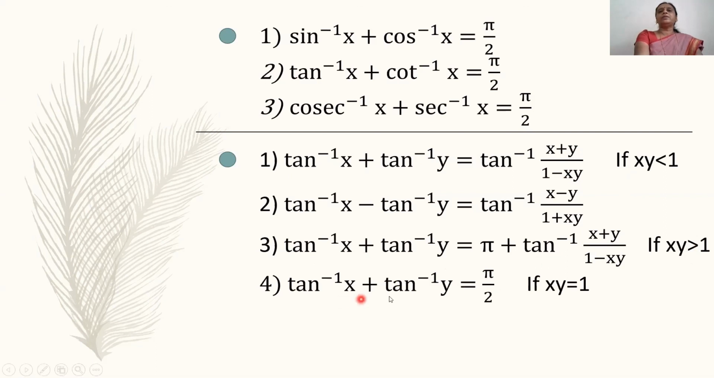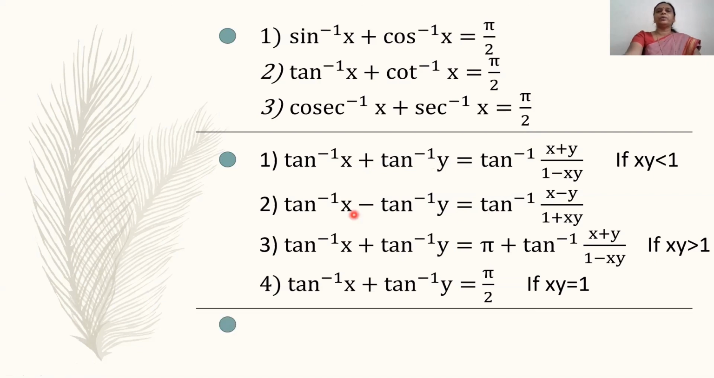Then next is tan inverse x plus tan inverse y is equal to pi by 2, if the product of xy is exactly 1. Okay. Now, here the first and second properties are important. These are used many times, and the third and fourth are rarely used. You remember only the first and change the plus and minus sign, you will get the second. Okay, this is the next bunch of properties.